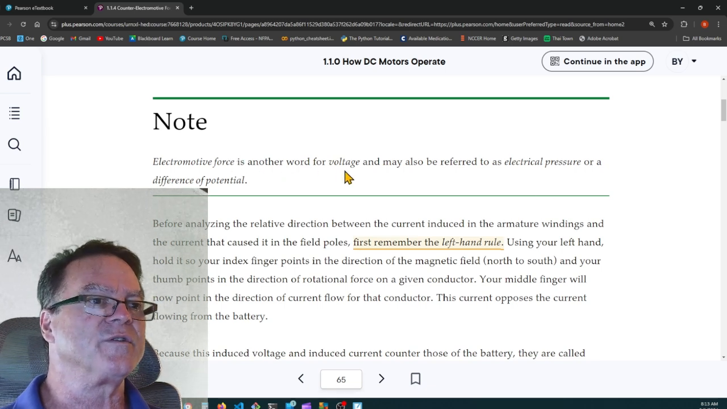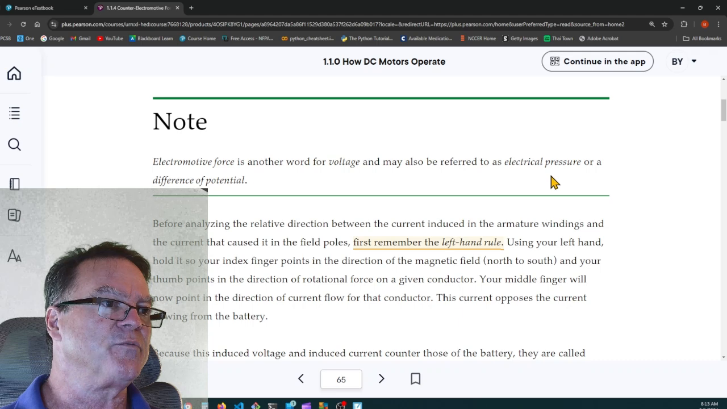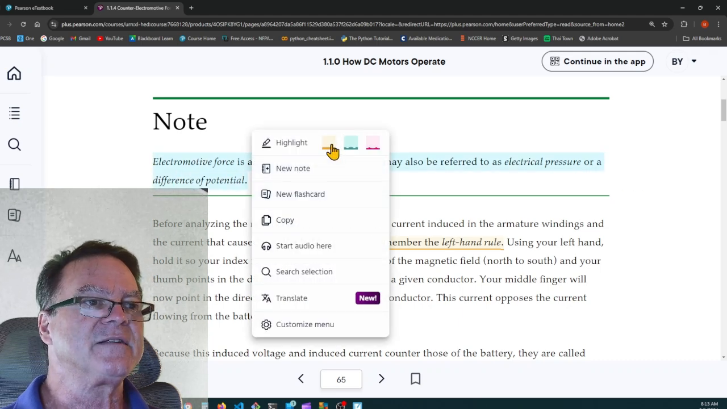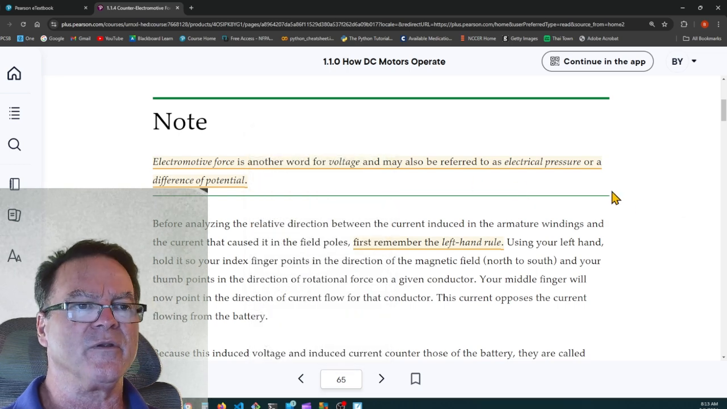So electromotive force is another word for voltage. It may also be referred to as electrical pressure or difference of potential. That's actually a good thing to know. I don't know that it's going to be on the test, but I'm going to highlight it because it's a good thing to know.